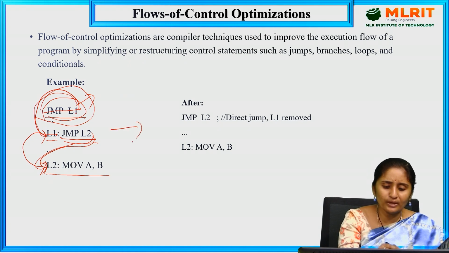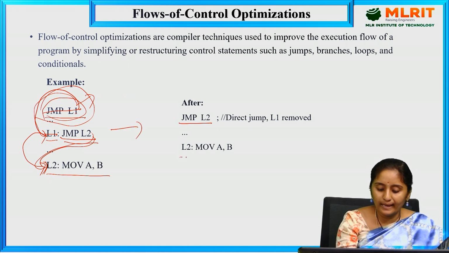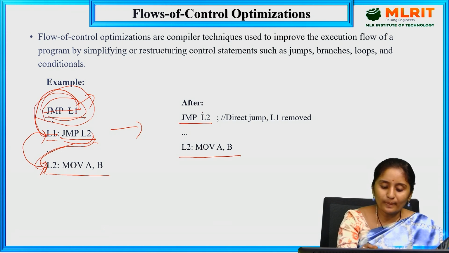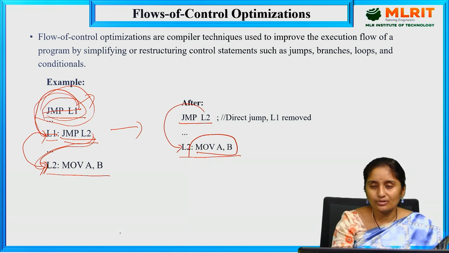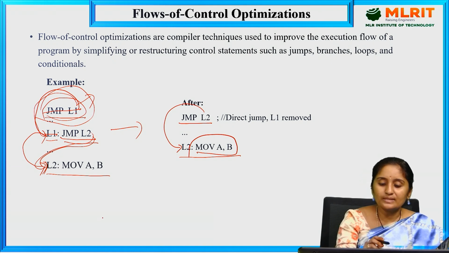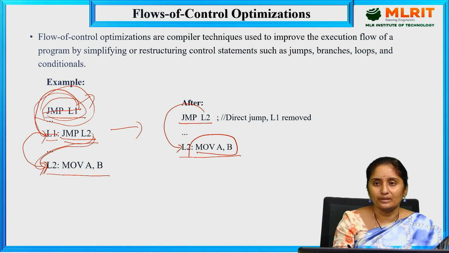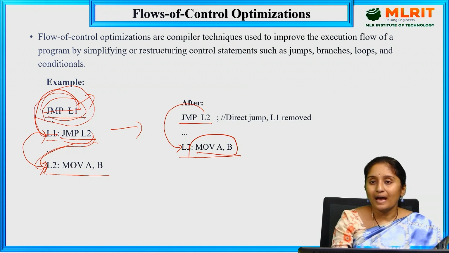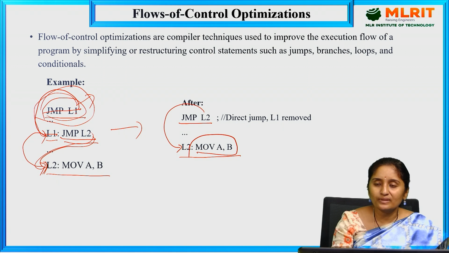After removing these, I get jump L2, L2: move A comma B. So directly it comes through L2 and does the computation, like some assembly code: B is moved to A. So this is flow of control optimization. Here we mainly concentrate on the unnecessary jumps. If there are any jumps from one place to another without any use, we are going to remove those.